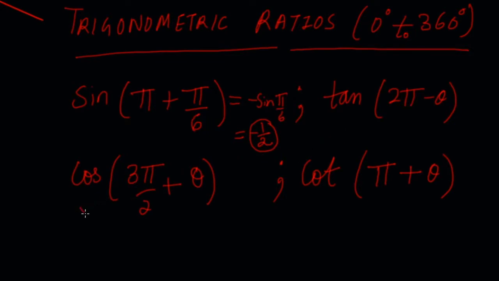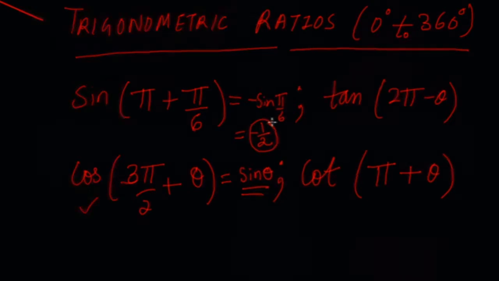Or for that matter, what is cos of 3 pi by 2 plus theta? Now 3 pi by 2 would be as good as 270 degrees plus theta, and I would get the answer as sine theta, right? How do I get this answer as sine theta? Let's quickly check all of these and I will tell you a shortcut.